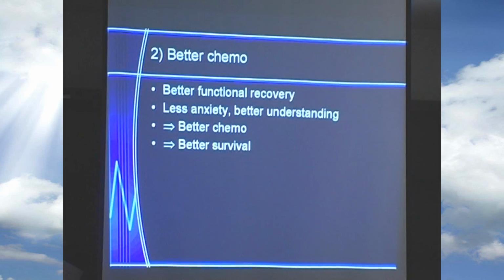The second mechanism by which she might have improved survival is if you have a better functional recovery, and if you have a patient who has less anxiety because they understand their tumor better, somebody took the time of explaining them things, then they will get a better chemo. And if you get a better chemo, you get a better survival. That's the prime reason we do adjuvant chemotherapy, after all.